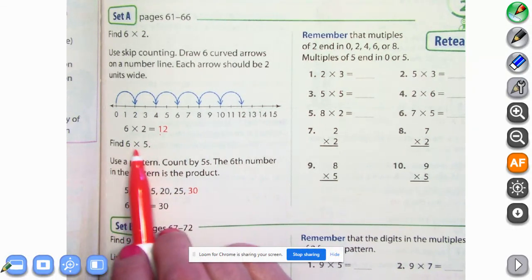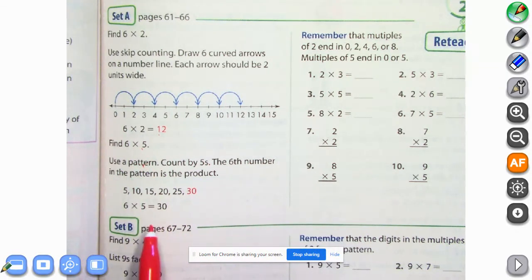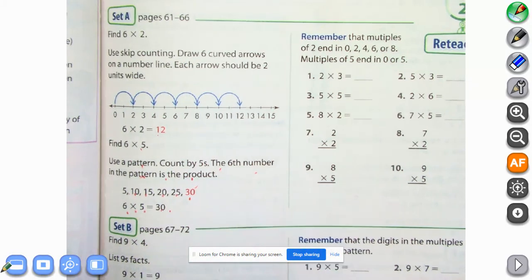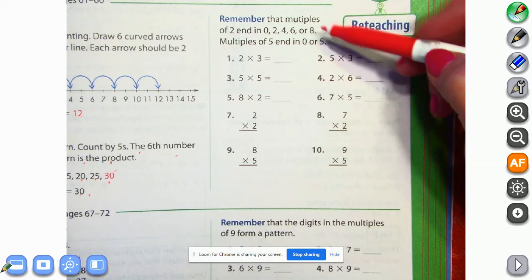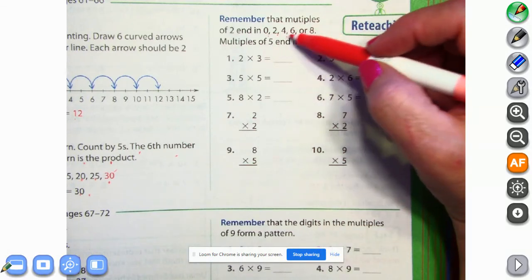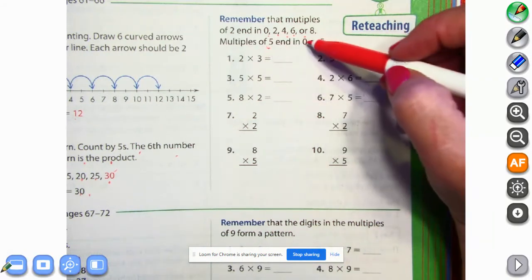Find 6 times 5. Use a pattern. The pattern we can use is the count by 5s. The 6th number in the pattern is the product. 5, 10, 15, 20, 25, 30. 6 times 5 equals 30. All right, so we're going to remember that over here. Remember that multiples of 2 end in 0, 2, 4, 6, or 8. Multiples of 5 end in 0 or 5.